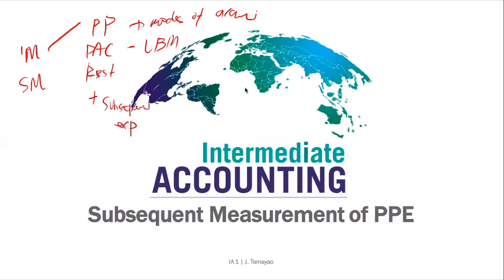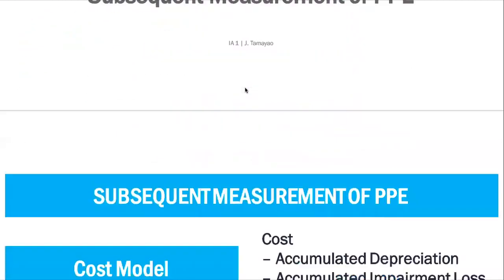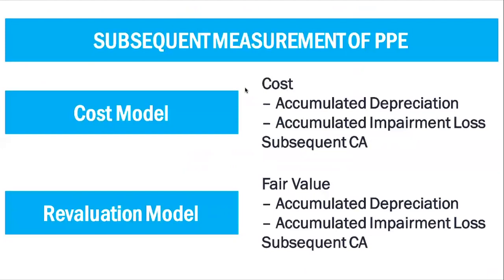We go now to your subsequent measurement of your property, plant, and equipment. So what is the subsequent measurement of your property, plant, and equipment? Under your subsequent measurement of property, plant, and equipment, we have two. It's either cost model or revaluation model. So what is the difference between your cost model and revaluation model? That is the measurement of your property, plant, and equipment as to its value. The cost model will always measure the property at cost, while your revaluation model will measure it at fair value.